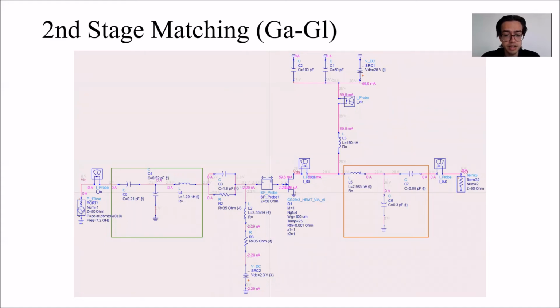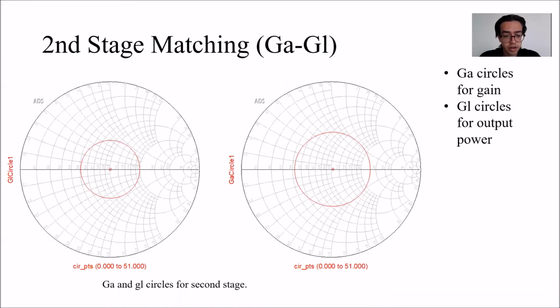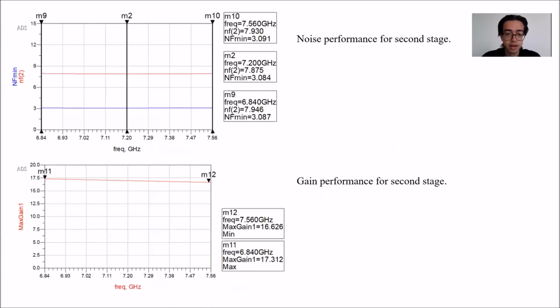For the second stage matching, I simply matched for maximum available gain and output power. So I used two T networks on both the output side and the input side. Here are the results of the second stage matching, where you can see the GS and GL circles exactly match to 50 ohms to obtain maximum available gain and the highest output power at the same time.